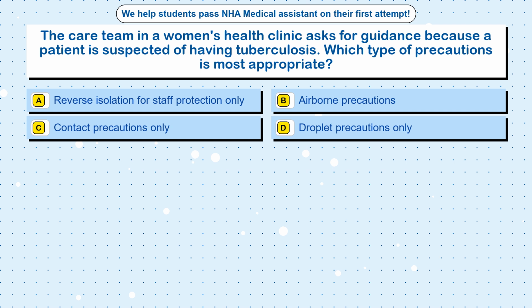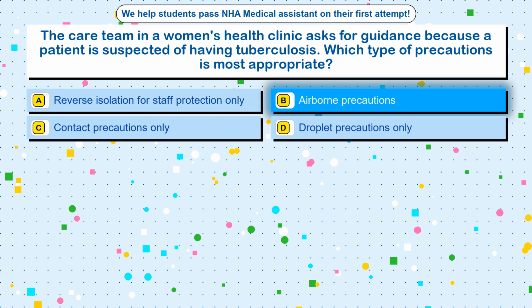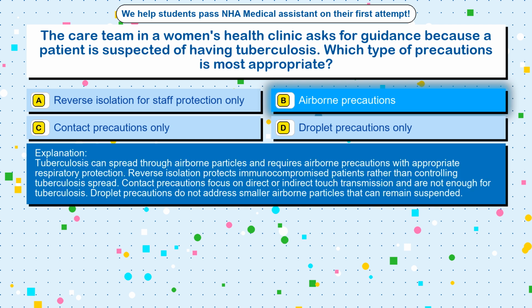Reverse isolation for staff protection only. Option B. Airborne precautions. Option C. Contact precautions only. Option D. Droplet precautions only. The correct answer is option B. Airborne precautions. Tuberculosis can spread through airborne particles and requires airborne precautions with appropriate respiratory protection.